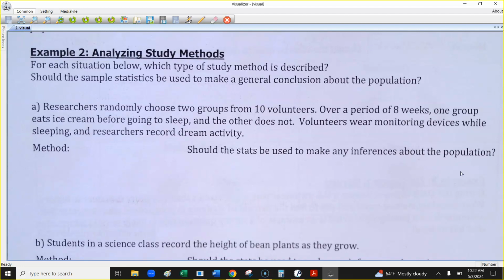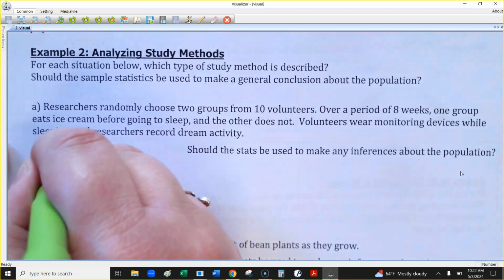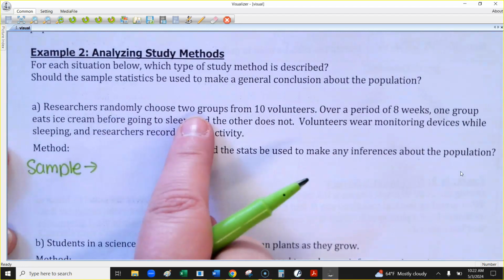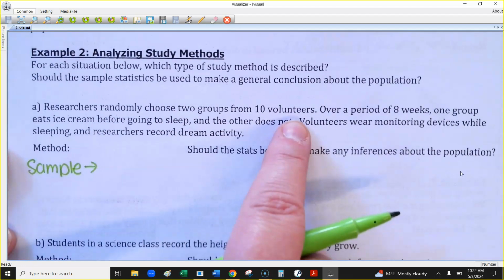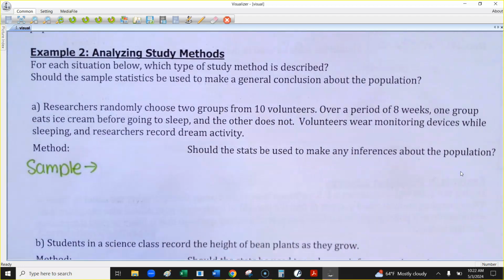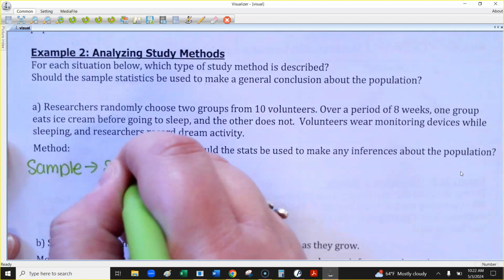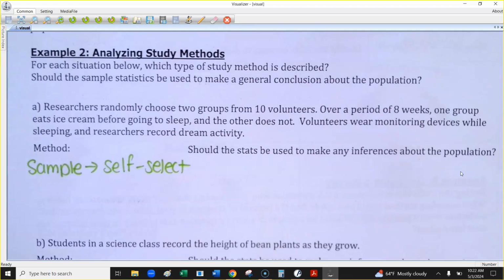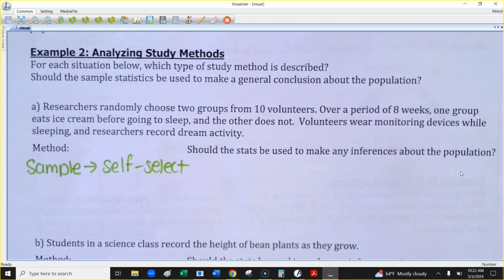Okay, so I would say here, I'm just going to write down the sample from yesterday. So it says they randomly choose 2 groups from 10 volunteers. So if they're choosing people from volunteers, this is a self-select in terms of the sample, because these are people that are volunteering to do this. And then they're going to randomly select. All right, now, what kind of study am I doing? And I'm doing observational, controlled experiment, or a survey.